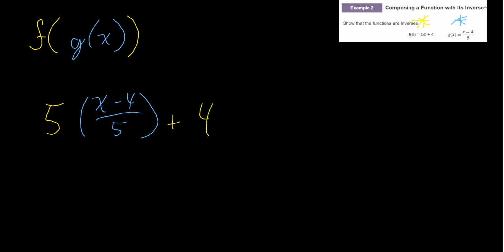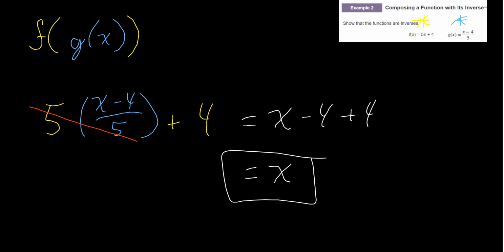When we do the calculations, we know the 5's cancel. x minus 4 plus 4 is just simply equal to x. And that's exactly what we're wanting. So f of g of x is x. That's good. Now we're going to have to find g of f of x and make sure it equals x. So let's do that.